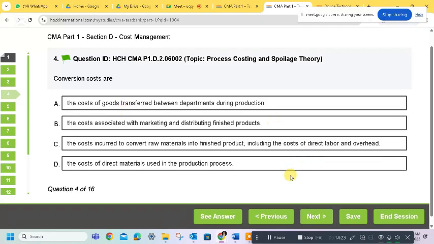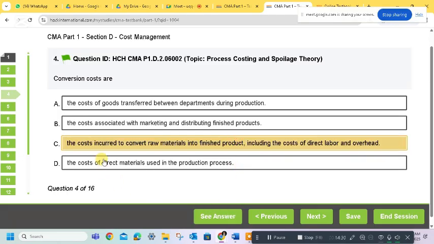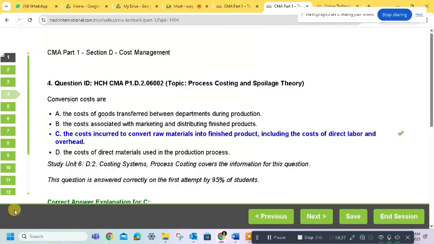Conversion costs are, C. No. Costs incurred to convert raw material into finished goods, including labor and overhead. Yes, that's right.